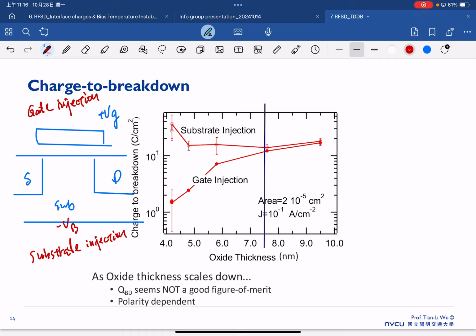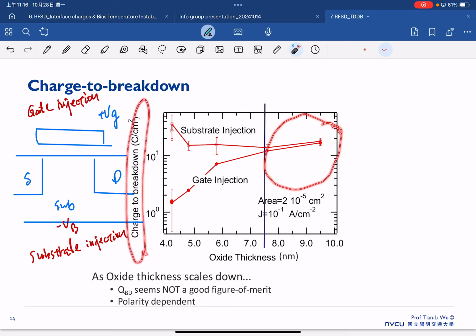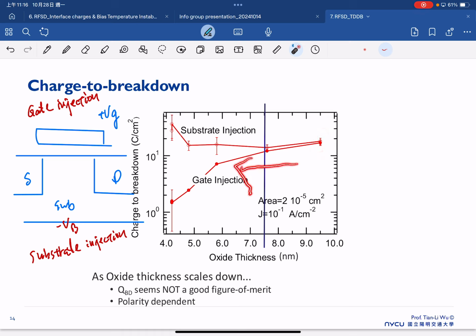And we found that if we consider the dielectric to be very thick, and the y-axis is the charge to breakdown, it doesn't matter whether it is gate injection or substrate injection. But once we do the scaling further and further, we see the difference. The gate injection is reduced, but the substrate injection still maintains high.